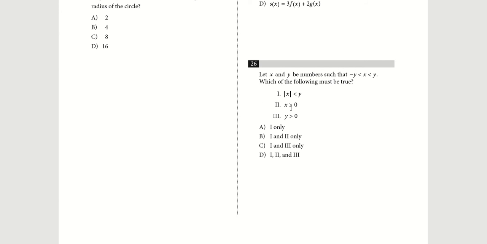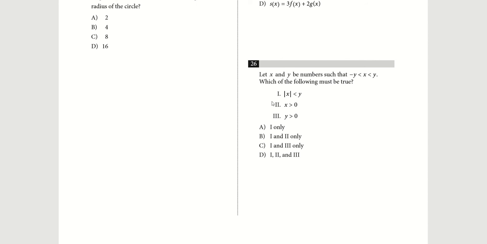So let's look at 2. Does x have to be larger than 0? It might be a little bit tempting to put that since you see that it's larger than some negative y, but that isn't necessarily the case. For example, if y is equal to 2, then negative y is negative 2. And if that is the case, then x doesn't have to be a positive number. X could be like negative 1, and this relationship would still be true.